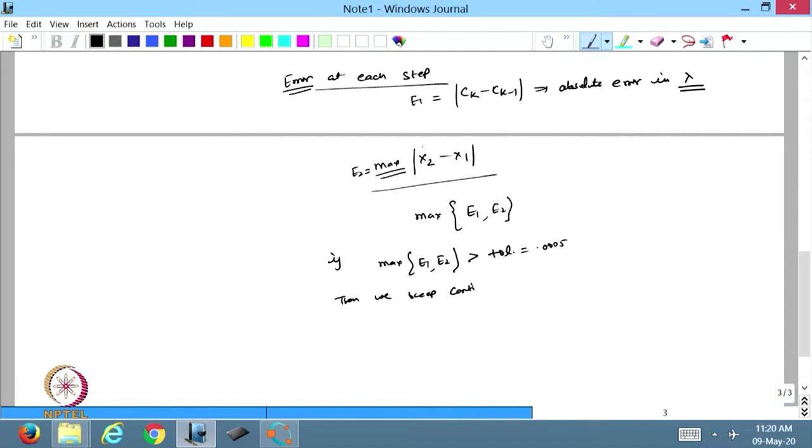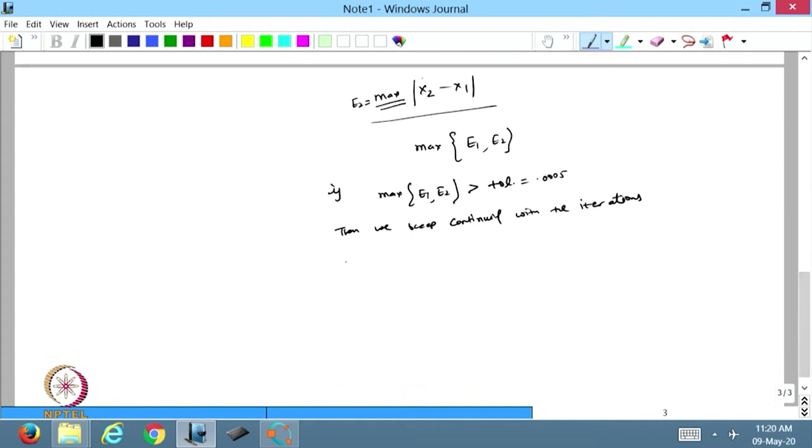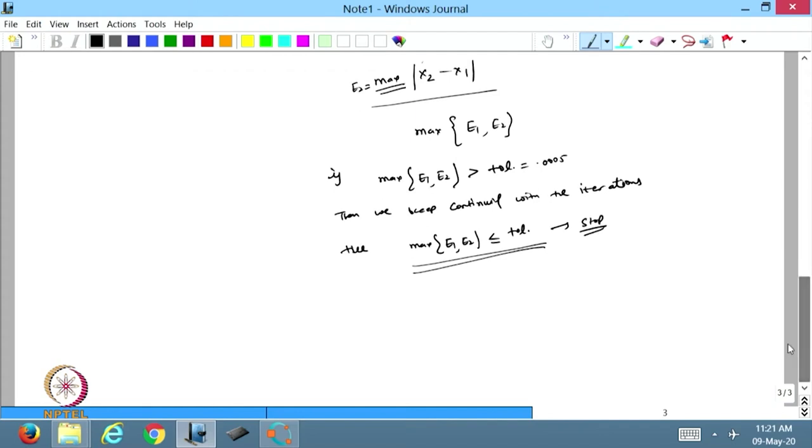So if this is greater than tolerance, then we keep continuing with the iterations till this maximum error is less than tolerance. So if it becomes less than or equal to tolerance, then we will stop, and whatever the value we get, that will be our lambda, the eigenvalue, and the corresponding eigenvector.